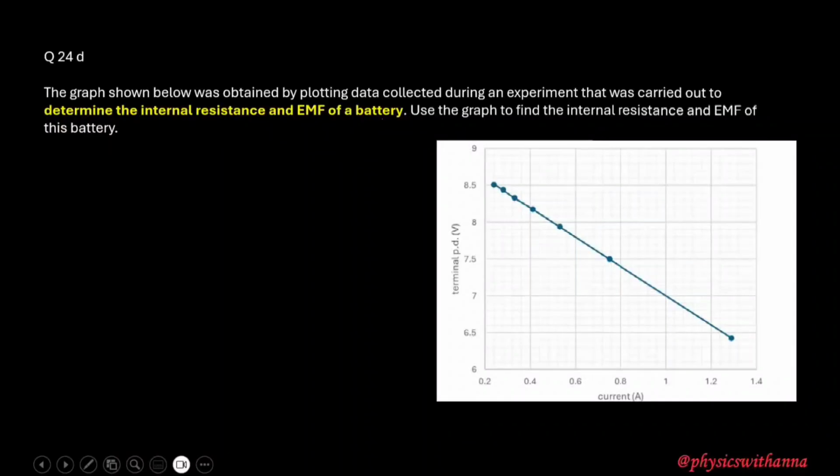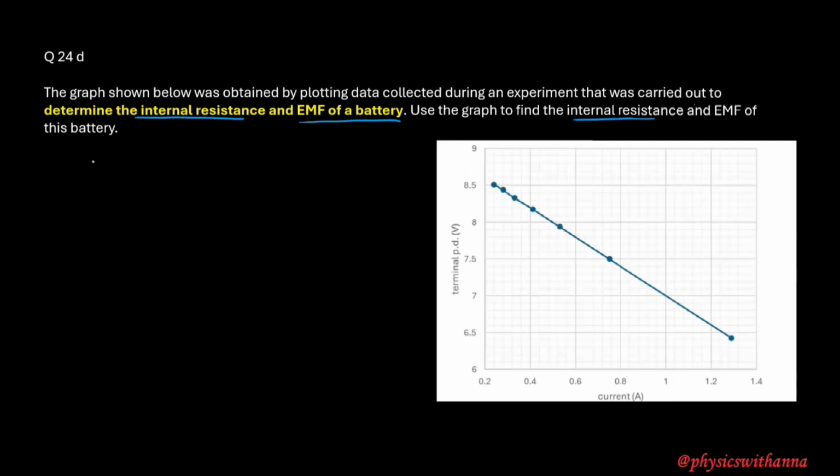Question 24. The graph shown below was obtained by plotting data collected during an experiment that was carried out to determine the internal resistance and EMF of a battery. Use the graph to find internal resistance and EMF.